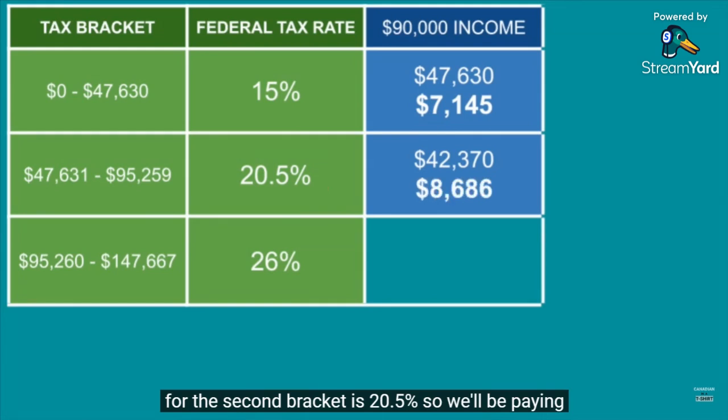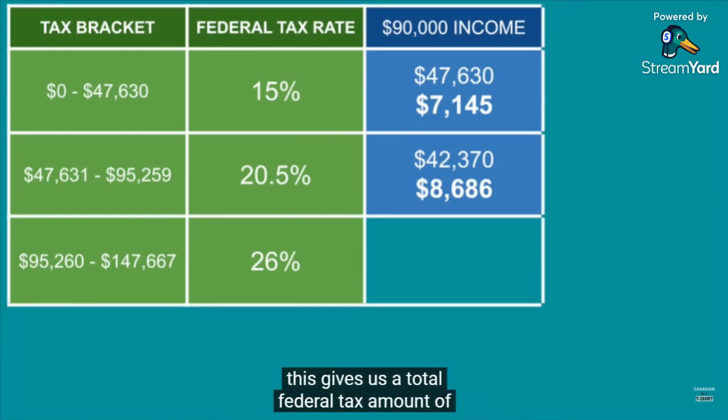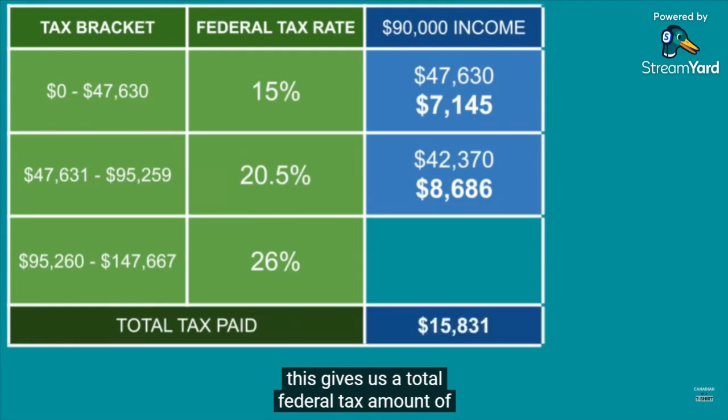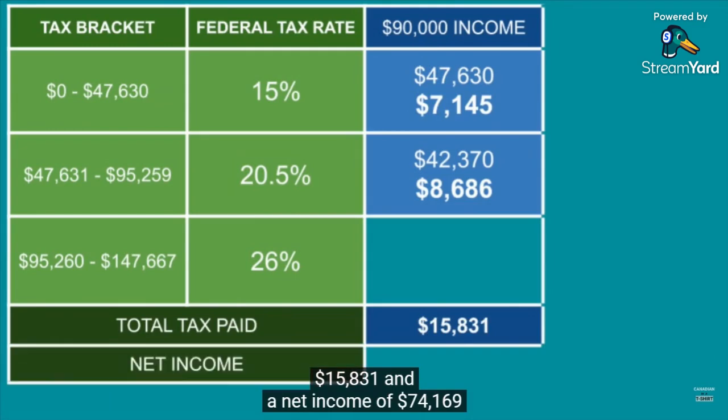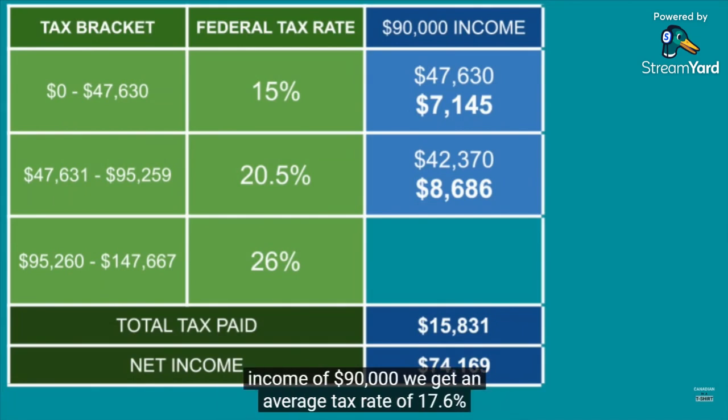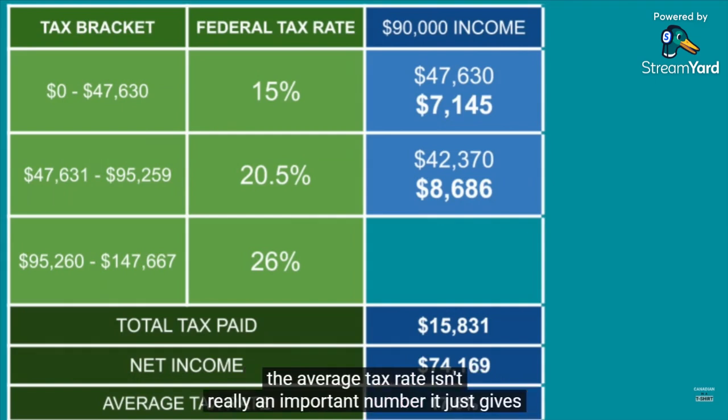So we'll be paying $8,686 on our remaining $42,000. This gives us a total federal tax amount of $15,831 and a net income of $74,169. This is what we keep. If we divide our tax paid by our income of $90,000, we get an average tax rate of 17.6%.